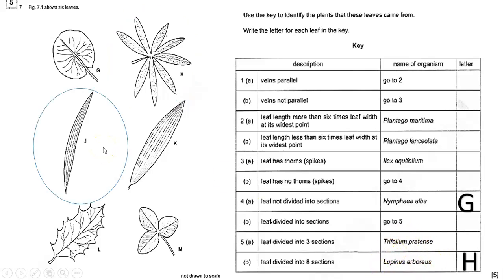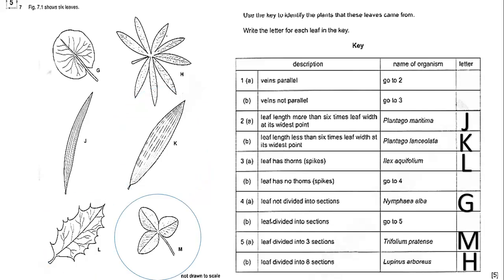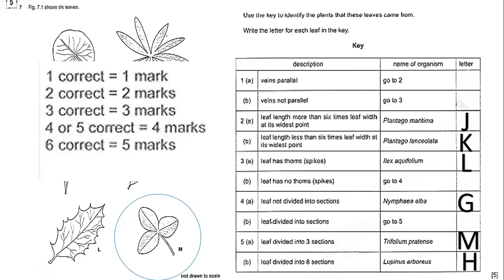We will go to J and follow the same pattern again, but this time veins parallel. So we will go to question number 2. Leaf length more than 6 times leaf width at its widest point, which means that this is the thinner leaf. Again, genus and species, and we follow the same pattern again and again until we identify all of our leaves. And this is the other way to solve this question.